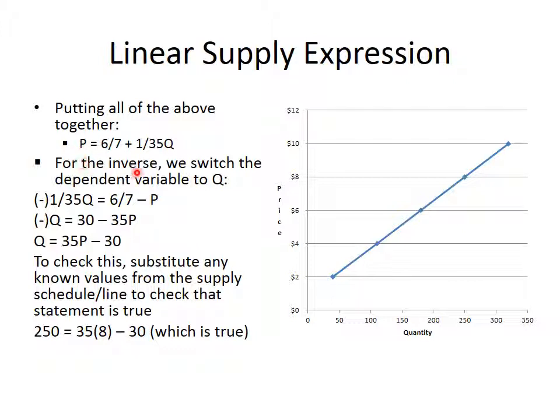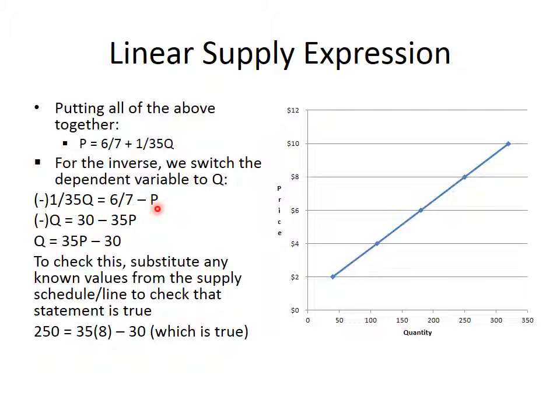Now, for the inverse, we'll find it the same way we found the inverse of the demand function. We switch the dependent variable to Q. We switch the placement of P and Q, which means we throw Q over to this side of the expression, which will change its sign and make it negative 1/35 Q. We throw P over to this side and make it negative P. So negative 1/35 Q equals 6/7 minus P.